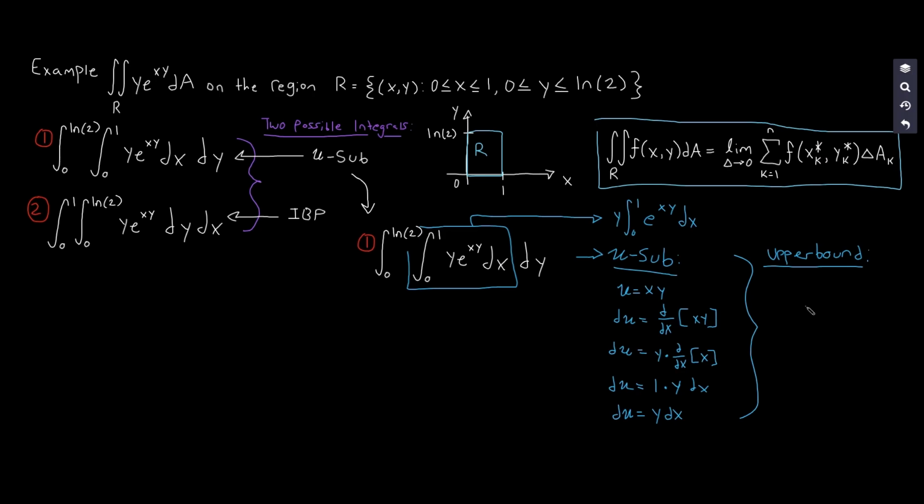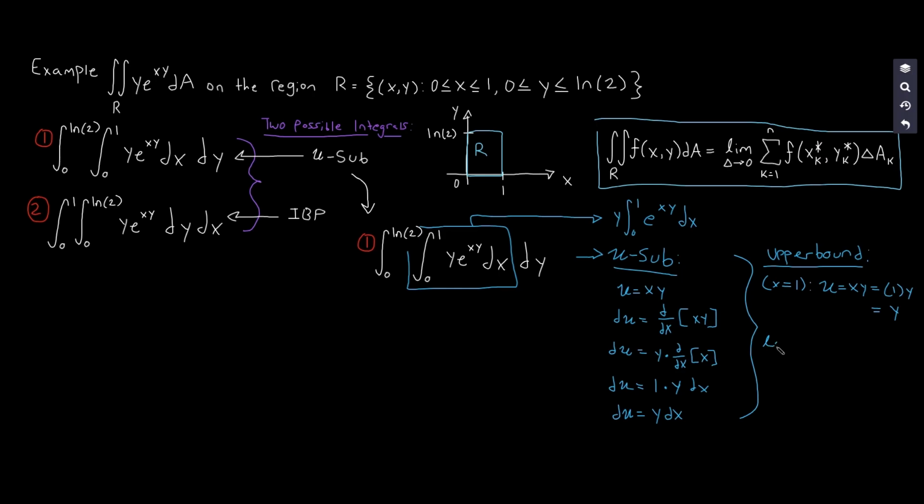The new upper bound is going to be, well, u is x and y, and the upper bound is 1. And we're going to plug in for x, so it's going to be y, right? Because here x equals 1, and u is equal to x times y, which means it's equal to 1 times y, and 1 times y is y. So that's our new upper bound.